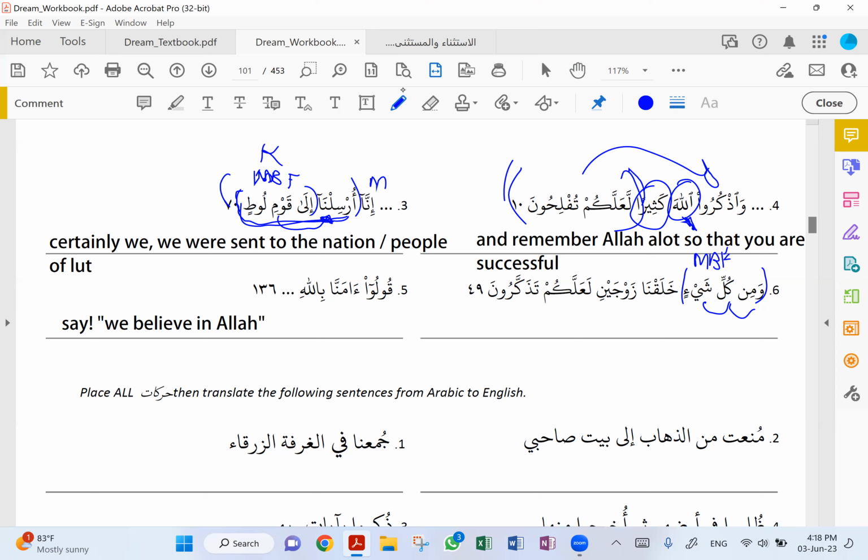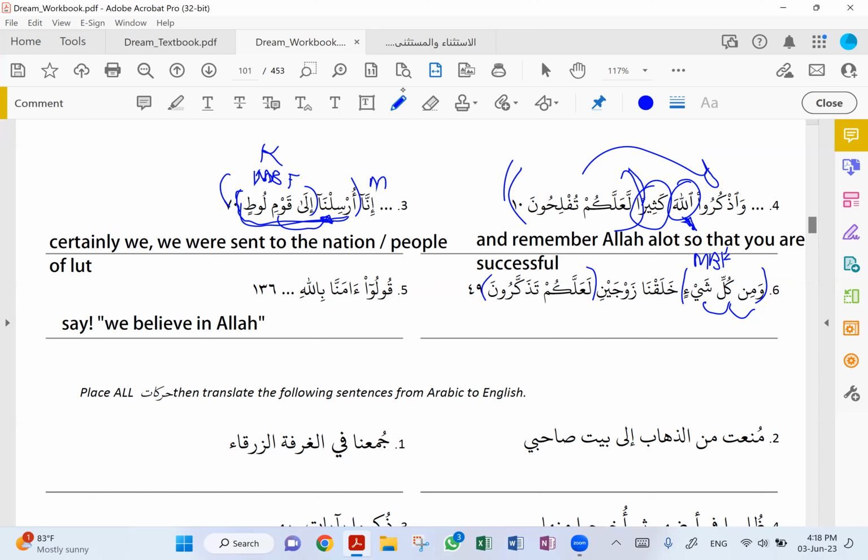So we figure that part out. Then خلقنا, فعل ماضي, نحن, تقدير مستتر. Yes. زوجين, مفعول به, نصب. Then you have لعلكم تذكرون. مفعول له, لأجل. Yes. So مفعول له or مفعول لأجله.